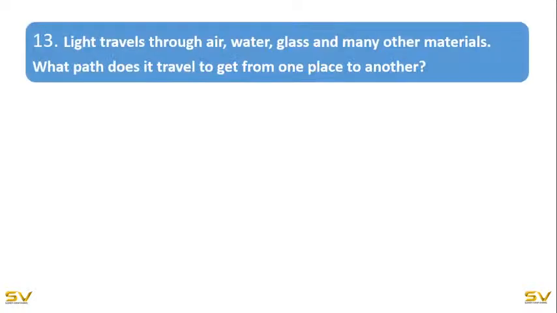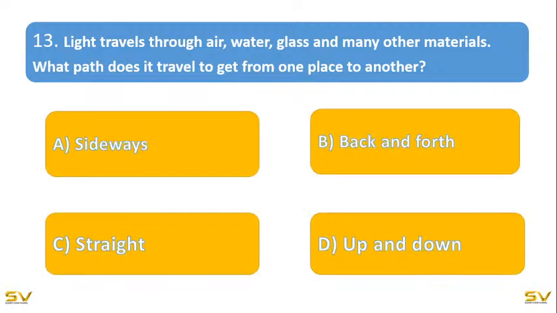Now this question: light travels through air, water, glass and many other materials. So light travels through all these materials. What path does it travel to get from one place to another? So what is the path? Whether it is going sideways, back and forth, straight, up and down. So in which path does light travel to go from one medium to another medium? Whether its path is sideways, back and forth, straight, up and down.